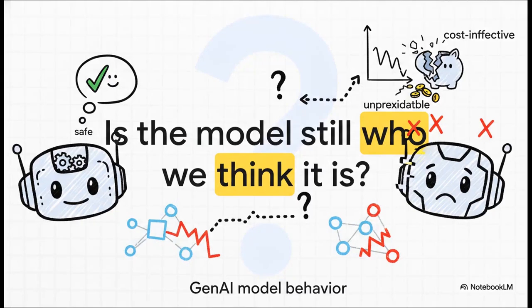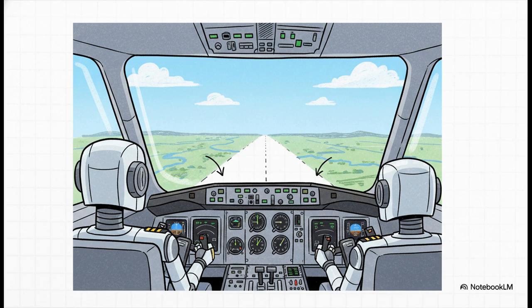The new essential question we have to ask now is this. Is the model still who we think it is? Is it still acting like that helpful, cost-effective, and safe model we spent so much time testing and decided to ship? And that is model observability. It's the missing piece of the whole puzzle. It doesn't just tell you if the lights are on, it tells you if the pilot is actually flying the plane in the right direction.